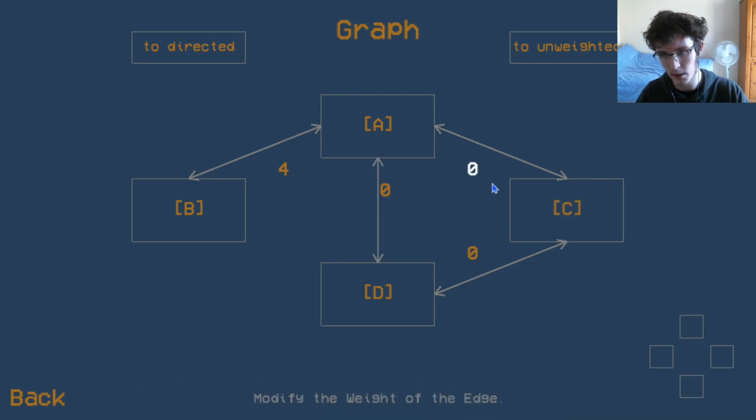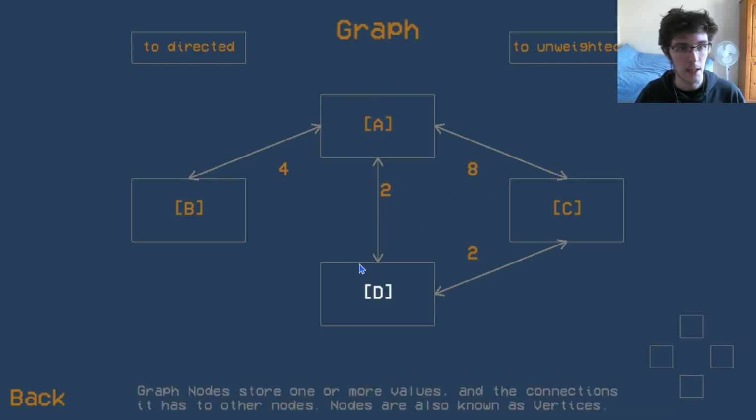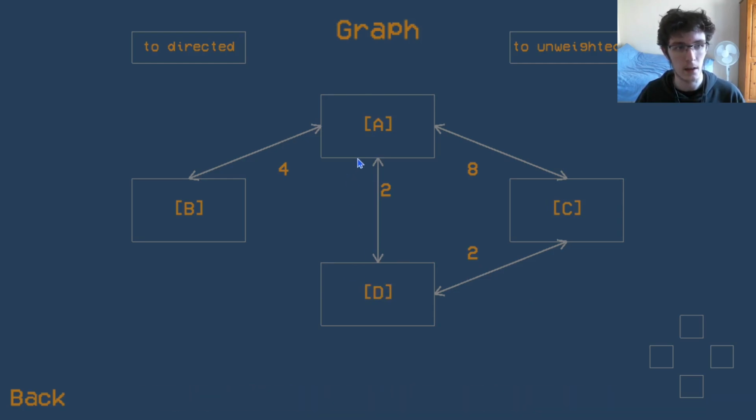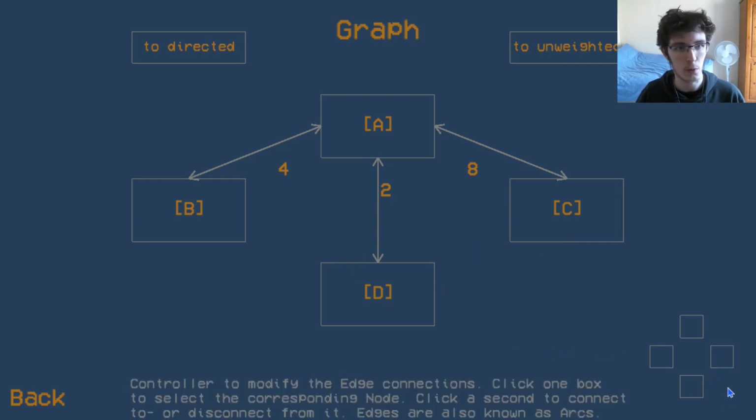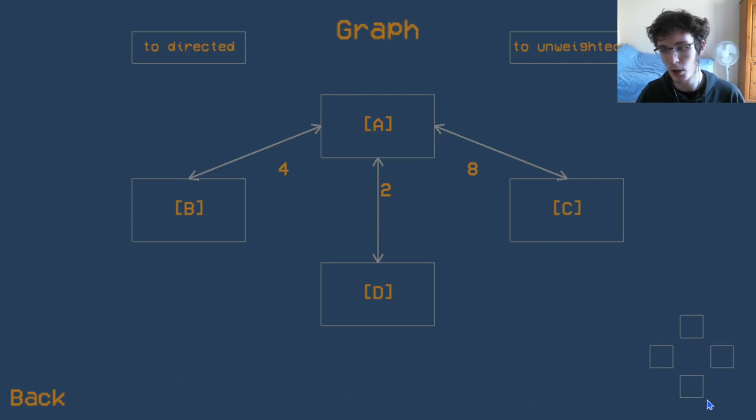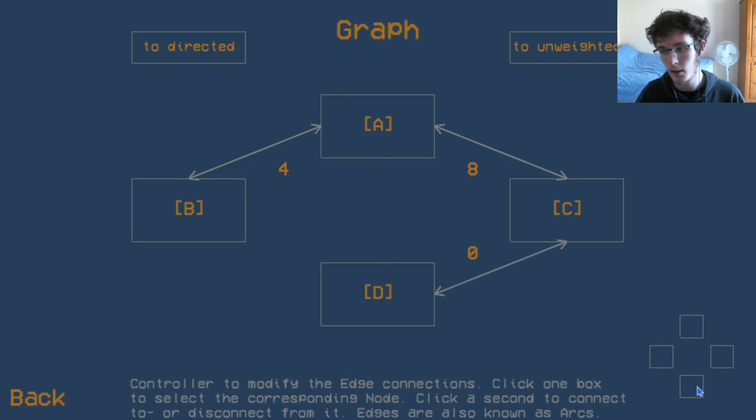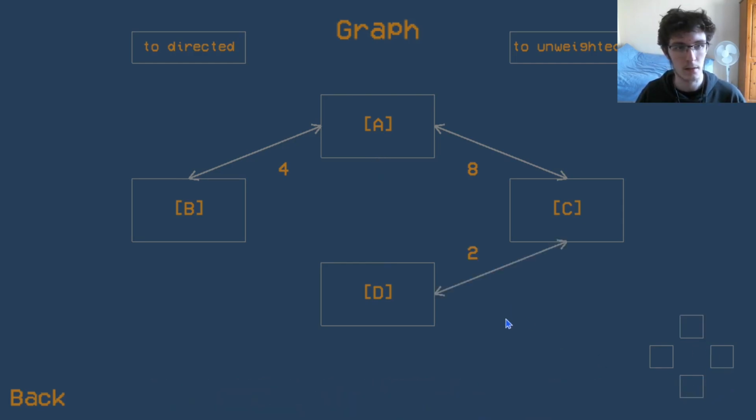So maybe let's make this 8, and maybe the distance between A and D and C and D are both 2 miles. They're the exact same. In this case, this would be a valid minimum spanning tree, and so would this. It doesn't really matter as long as we have the minimum possible road to build.